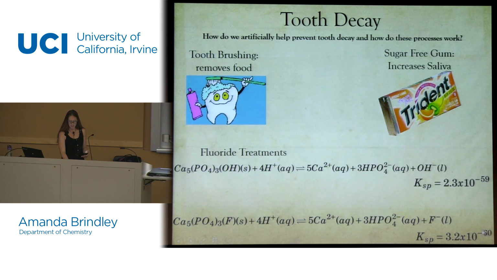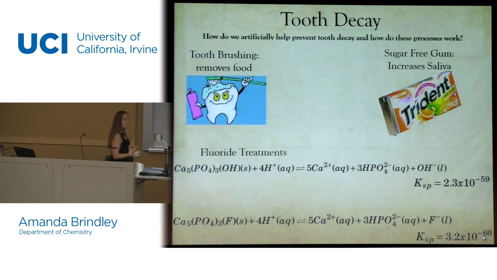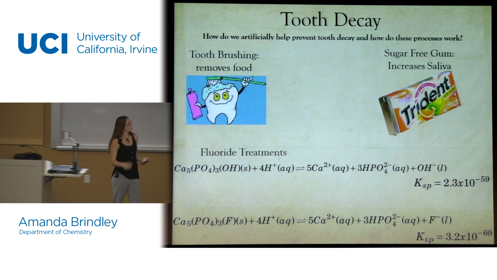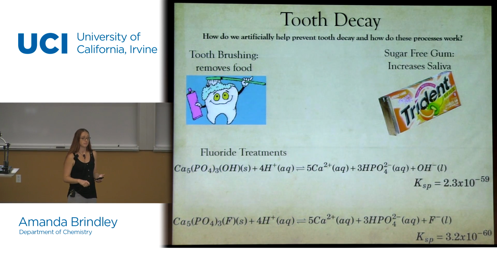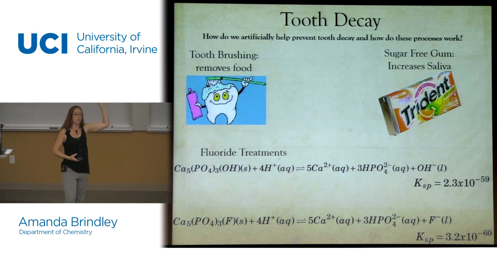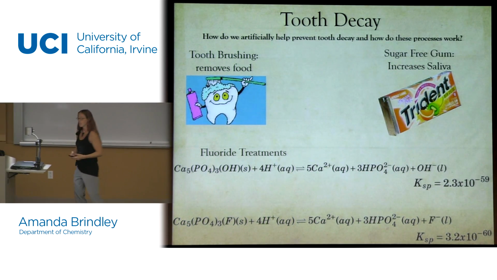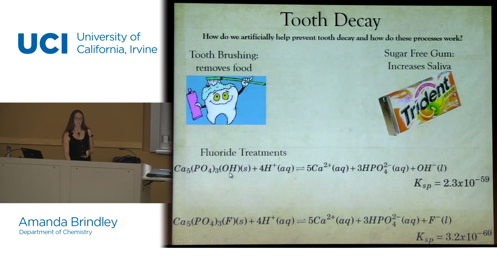What do you notice about the KSPs here? Which one's smaller? The one with the hydroxide or the one with the fluoride? The one with the fluoride. This one's a smaller K. So since it's a smaller K, is it going to dissolve easier or less easy? Less easy, right? It's going to be harder to get it to dissolve. So you're going to need way more acid to get your enamel with the fluorine off than it is for your enamel with the hydroxide off.